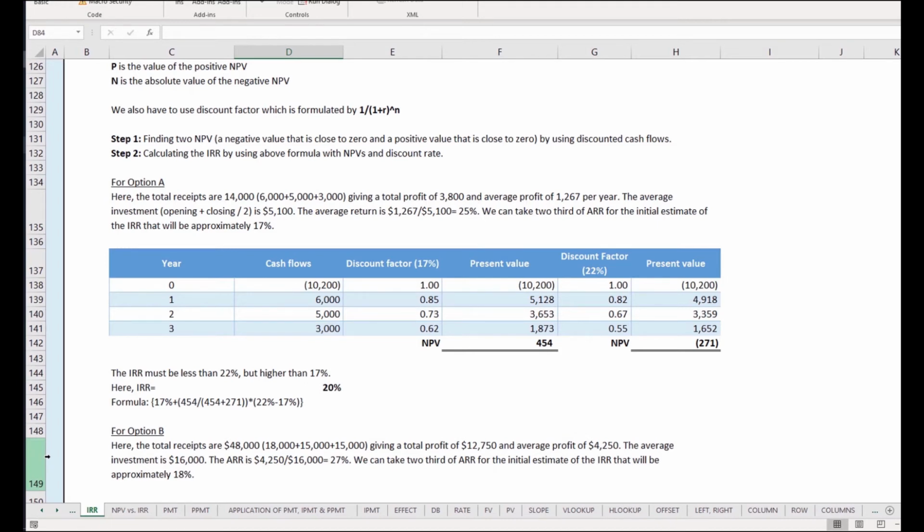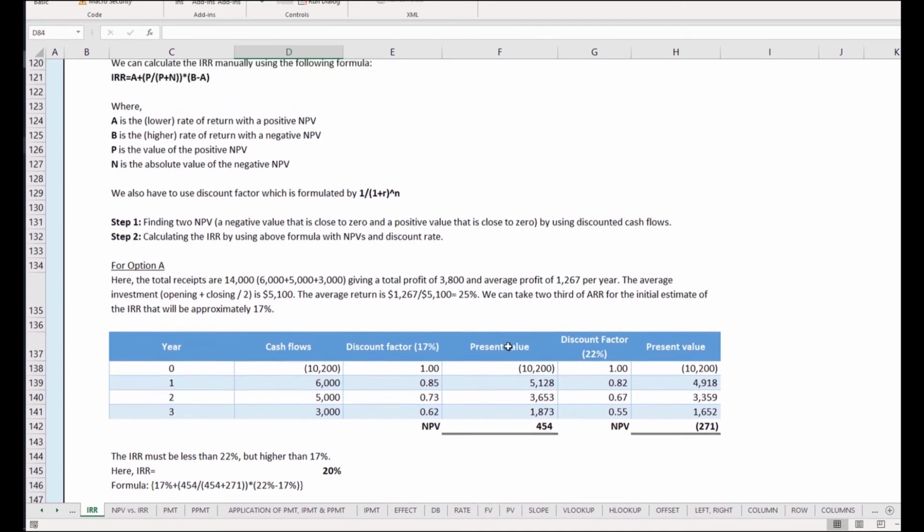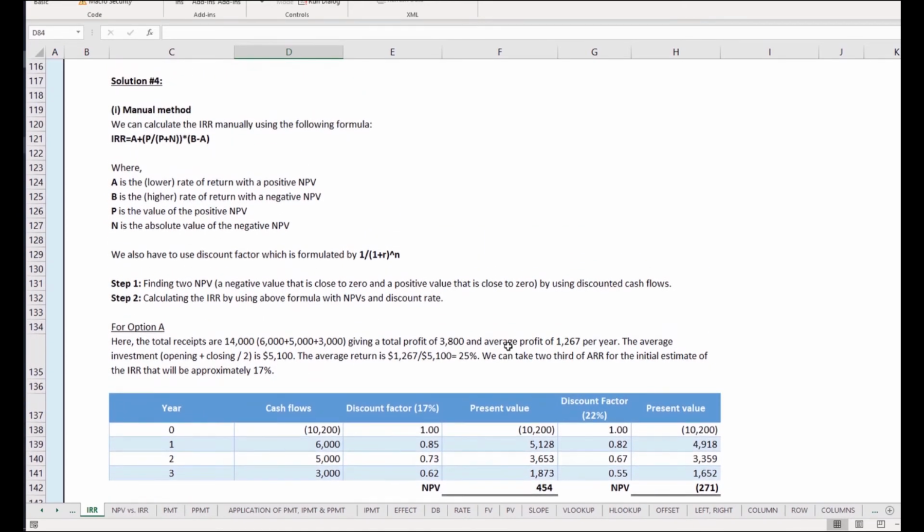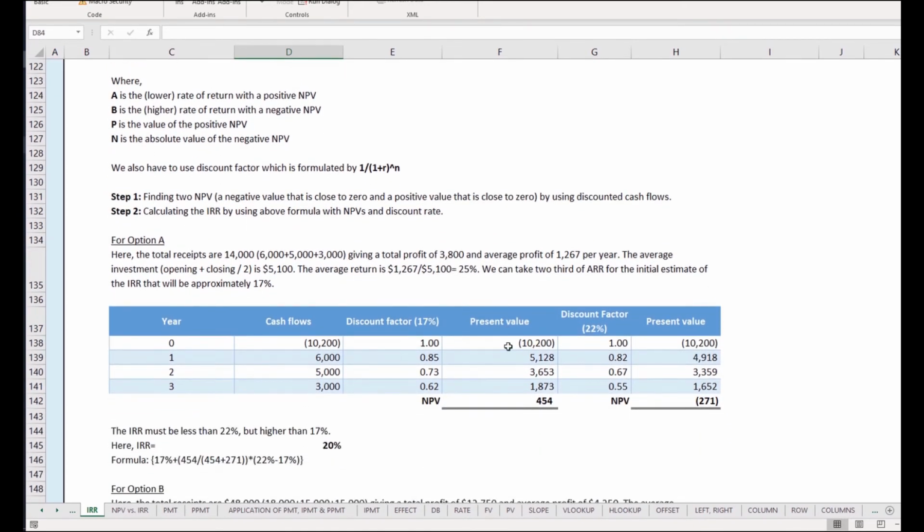Let's try this again by using a discount factor of 22%, because again, remember that we're trying to find the IRR, and the IRR is the percentage that makes the net present value of future cash flows equal to 0. In this case, in our first example, it was $454. So we're going to try to get it closer to 0. When we use 22%, we get negative $271. And therefore, because this is negative and the other calculation using 17% was positive, we believe that it's somewhere in between that will yield a $0 NPV.